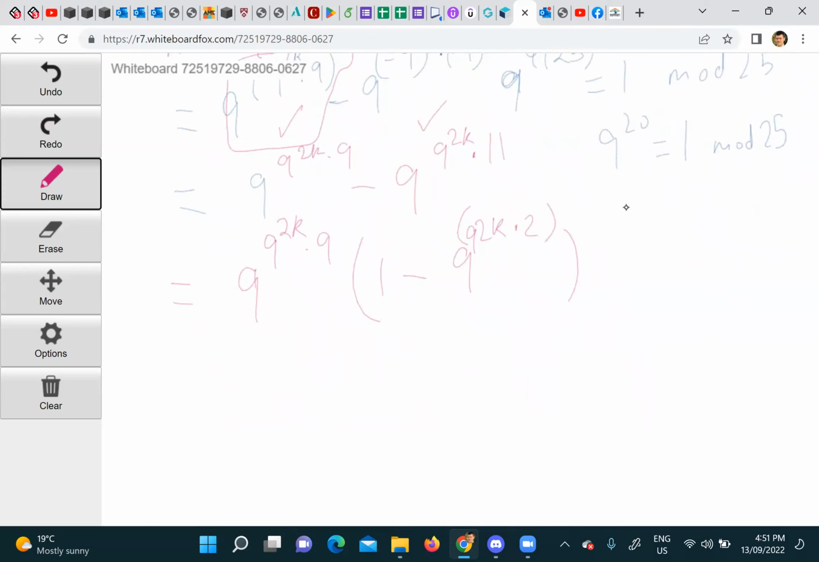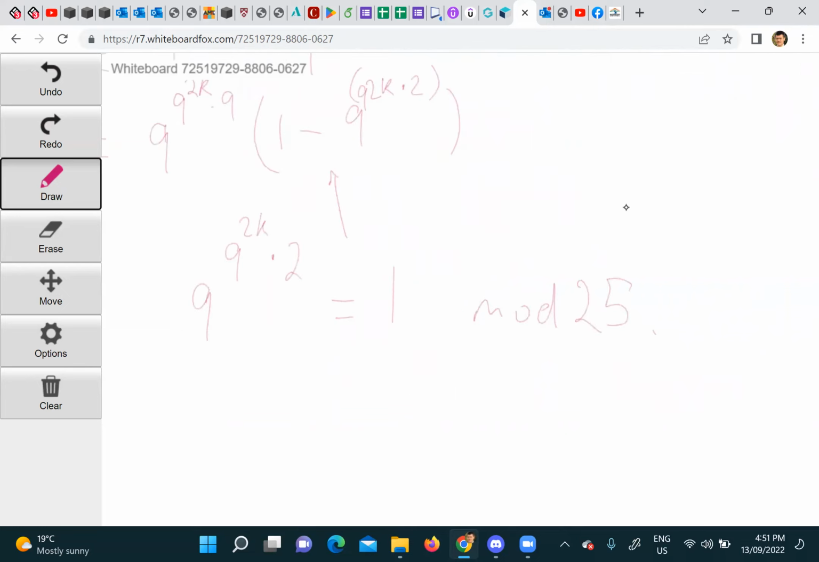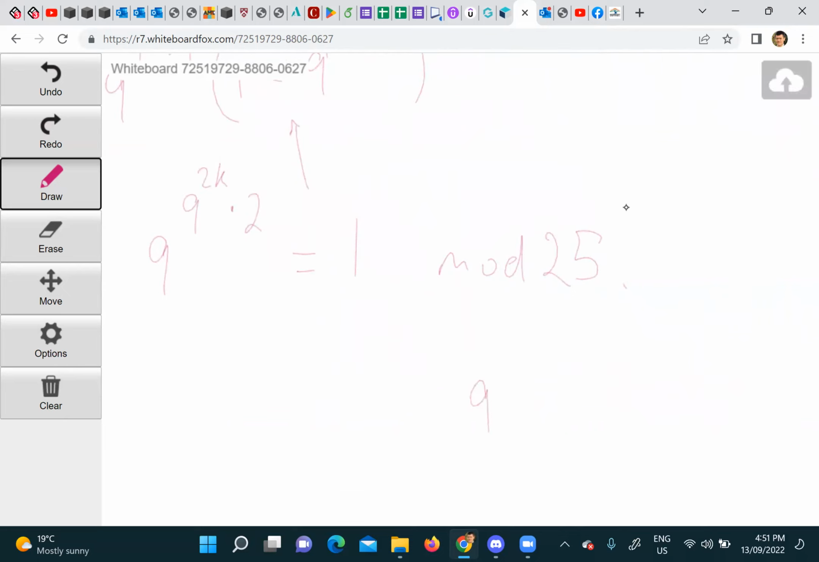So if this thing is supposed to be 0, then this thing has to be 0, right? So you get 9 to the power of 2k times 2 equals 1 mod 25, yeah? I asked some people for homework yesterday to show me what the order of 9 is mod 25. What is the smallest power of 9 that equals 1? What is the smallest x such that 9 to the x equals 1 mod 25?